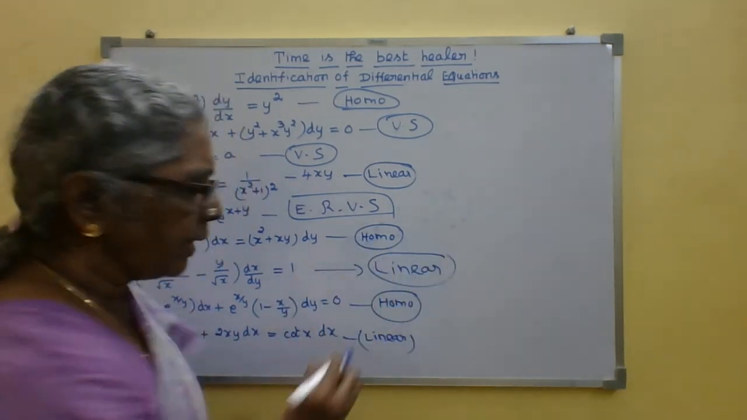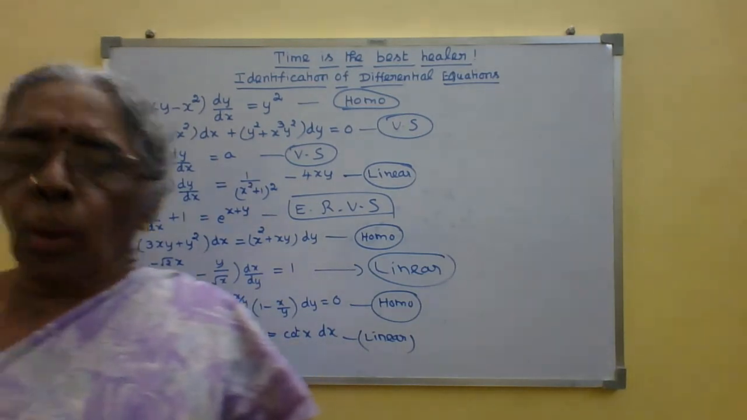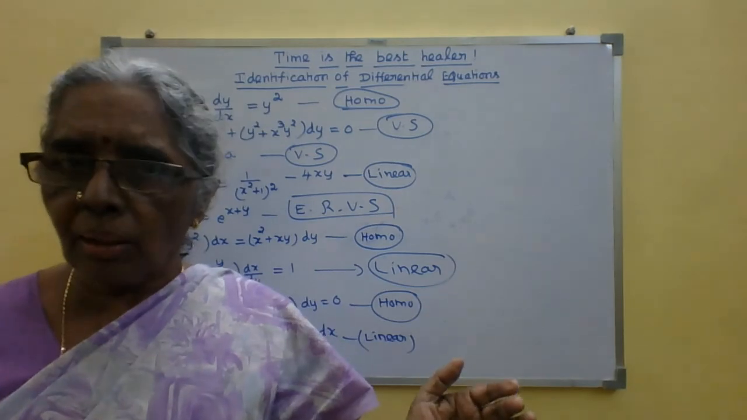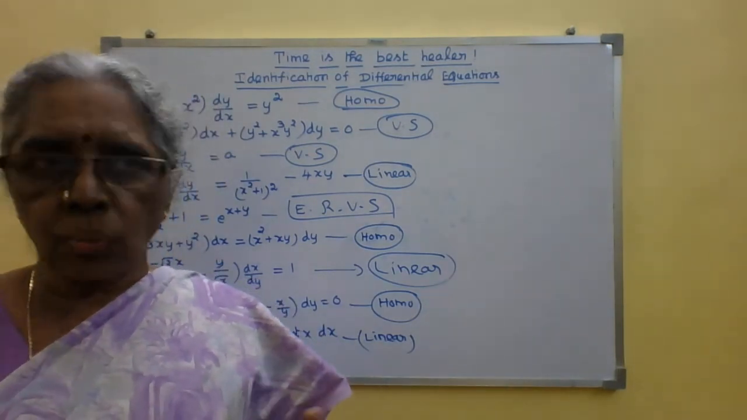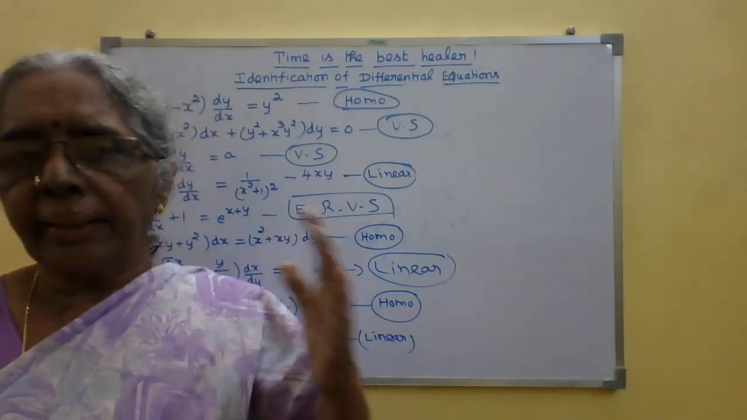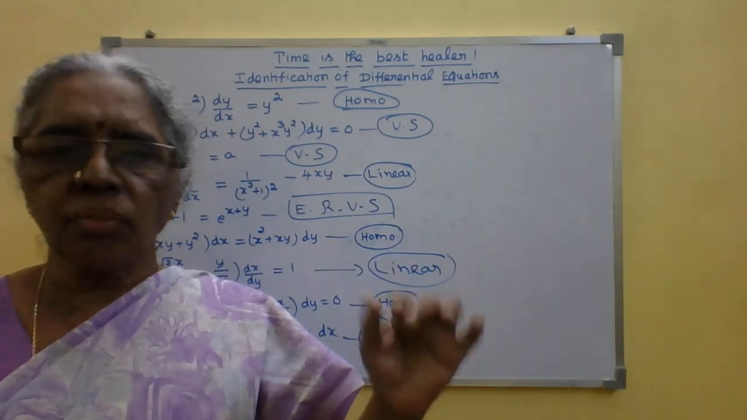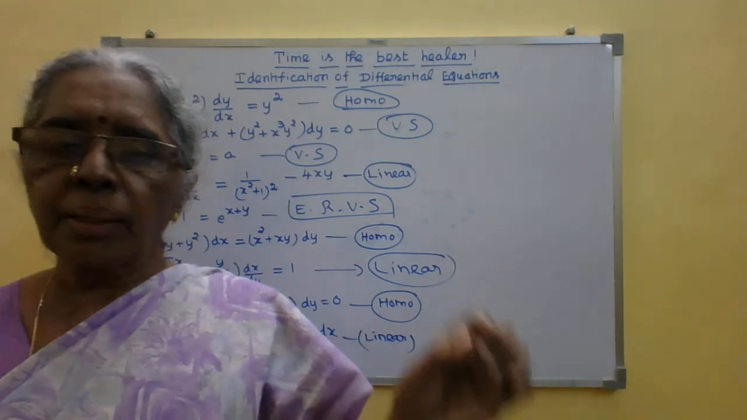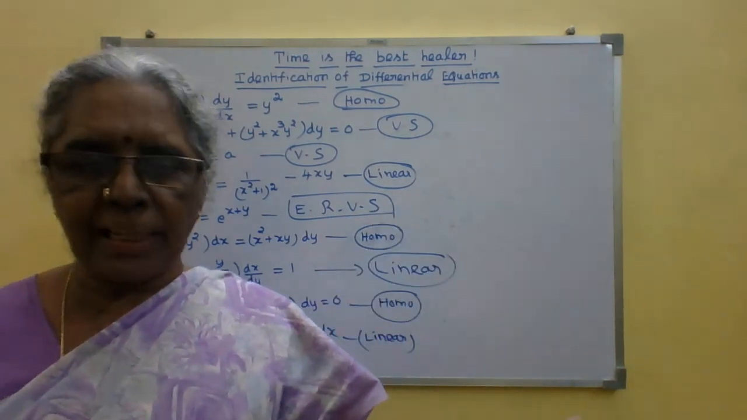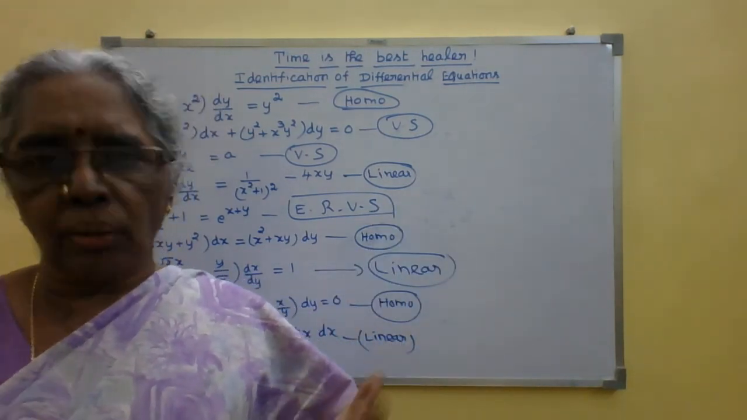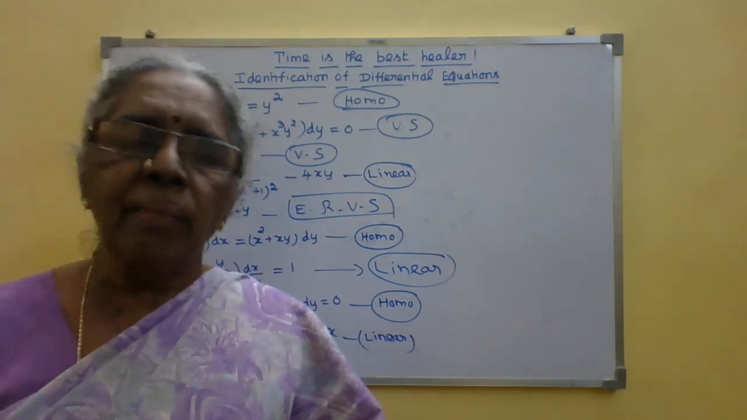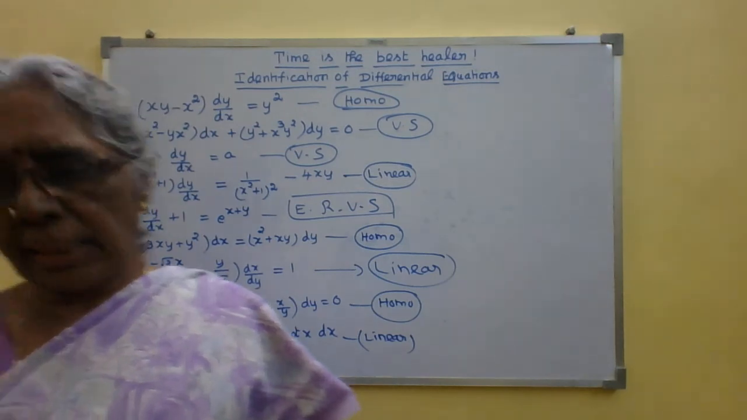So have you understood how to go about it and how to find to which type each one belongs? First check whether it is homogeneous. Then next step, you check whether it is variable separable. Then you come to linear. Linear means there should not be any coefficient for dy by dx. And if these three are not working, you can check whether it is an equation reducible to variable separable. Hope you have understood this.